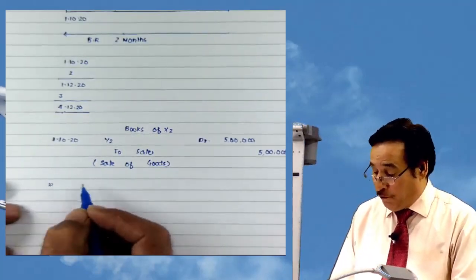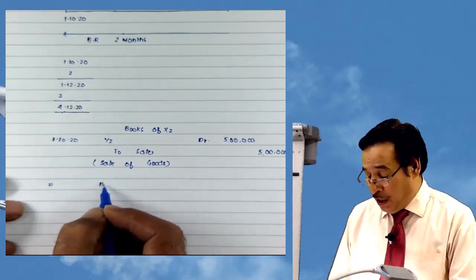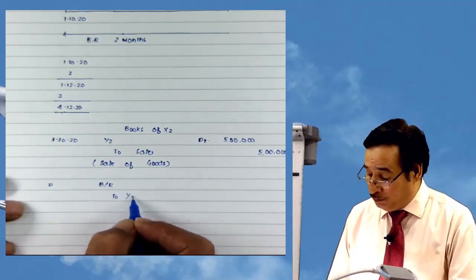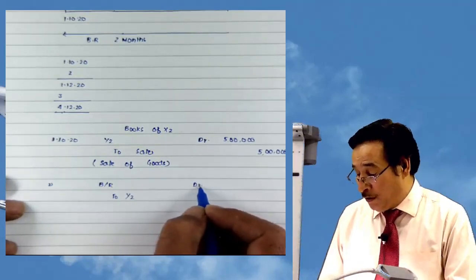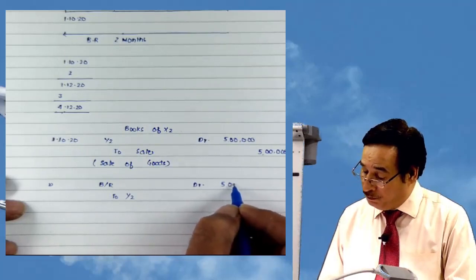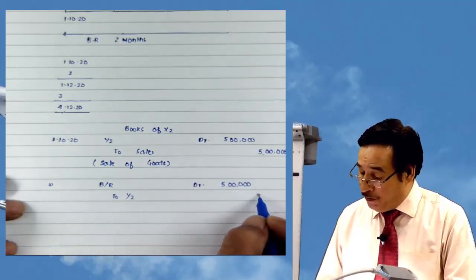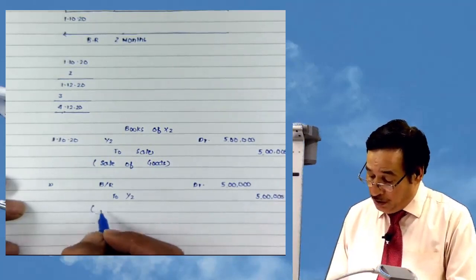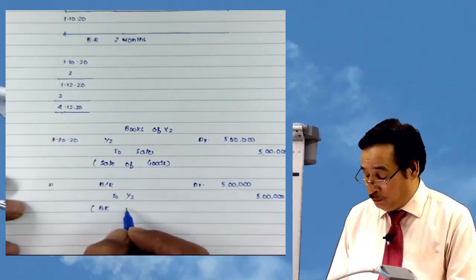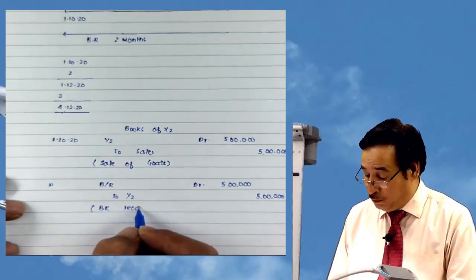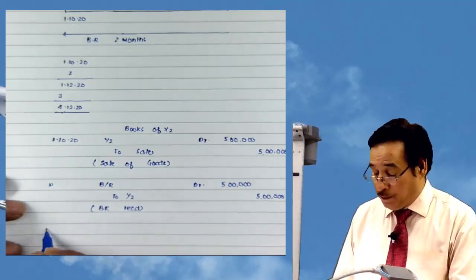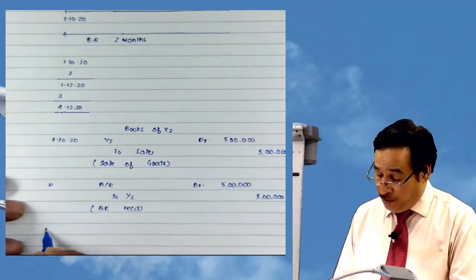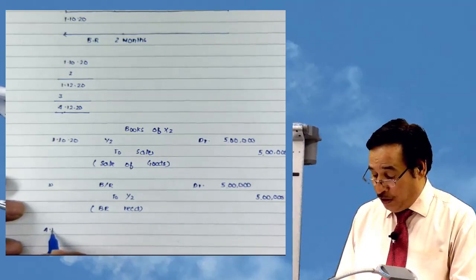Then on the same date, we received a bill: BR account debit to Y2 account. Bill amount is of course 5 lakh, so you shall write 5 lakh. BR received. Then the bill is sent for collection. Bill is sent for collection on 4th of 12, 2020.